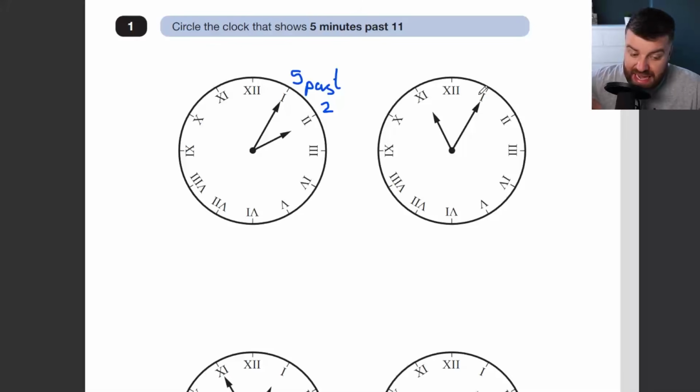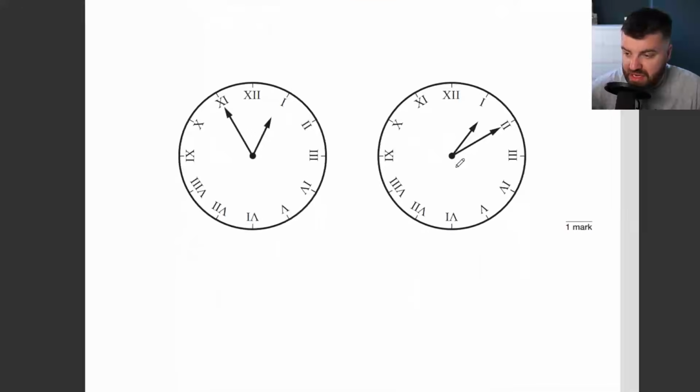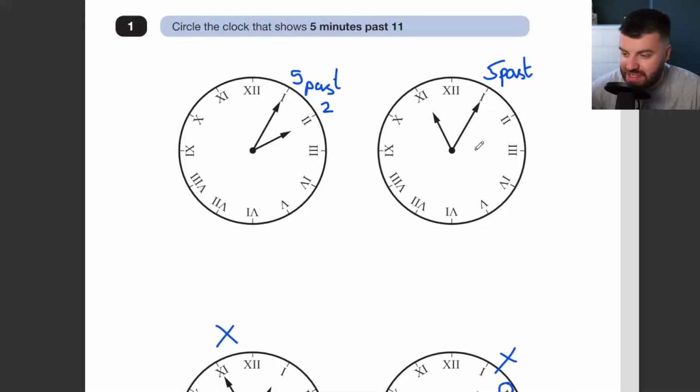Over here, again, the minute hand is at 5 past. That's good. It's very promising. And very quickly, before I carry on, I'm going to show you something. Look at the other two. The minute hand here is 5:02, so it can't be this one. And the minute hand here is at 10 past, so it can't be that one. So we already know it's going to be this clock.